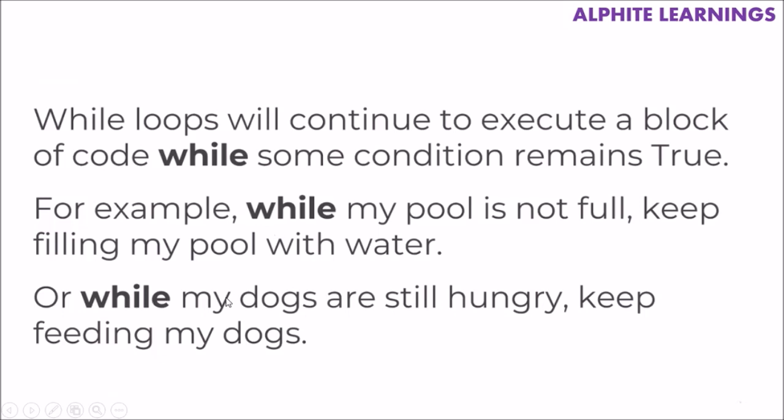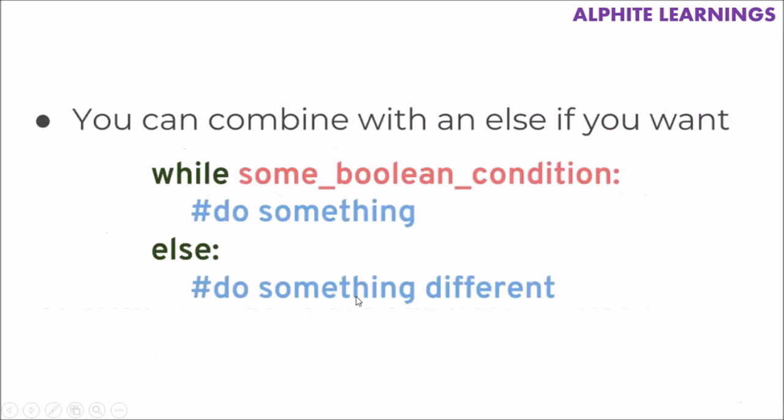Or while my dogs are still hungry, keep feeding the dogs, and it won't stop until my dogs are not hungry. So this is the basic syntax we'll be using for a while loop. I'll give a while statement with some condition. If the condition is true, it will do this, else it will do this. While my dog is hungry, feed it. Else if it is not hungry, just stop feeding it.